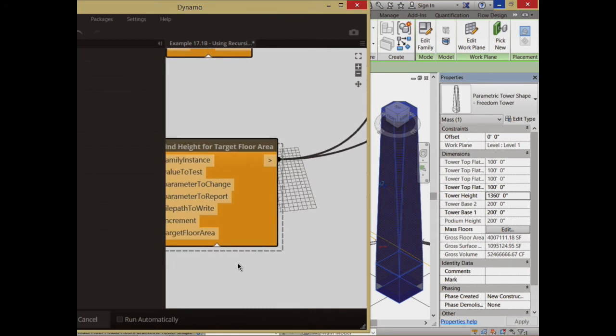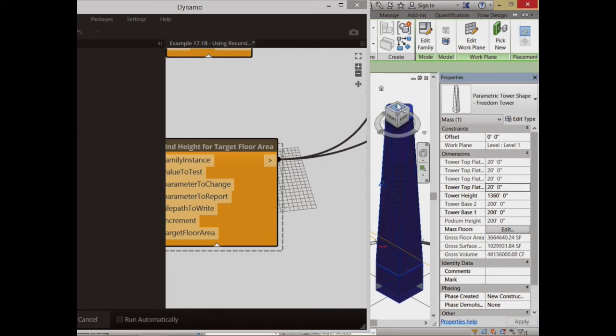Now, let's try it a little bit differently. Okay, this is 1360 we're saying is the value if it's 100 in there. Okay, let's change it around a little bit. Let's say the top flat part is closer to 20. So this is a much skinnier tower.